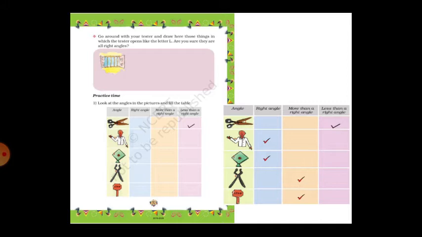In the next picture, you can observe one instrument. It is more than a right angle. More than a right angle means it is an obtuse angle. Less than a right angle means it is an acute angle. The stop picture you can also observe. It is also more than a right angle.